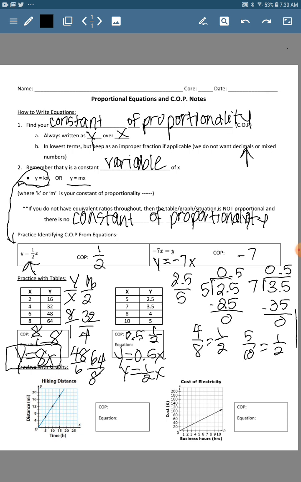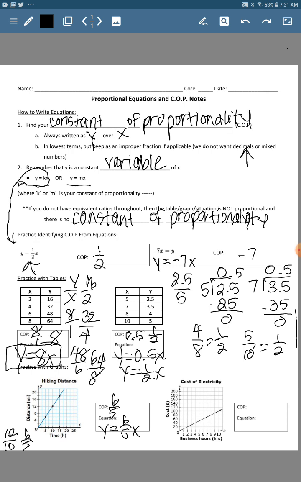Okay, the last part would be to identify your constant of proportionality in a graph. So you can pick any point on the graph. So if I pick that middle point, my middle point for y over x would be 12 over 10, which reduces down to 6 over 5. So my constant of proportionality is 6 over 5, and my equation would be y equals 6 over 5x.